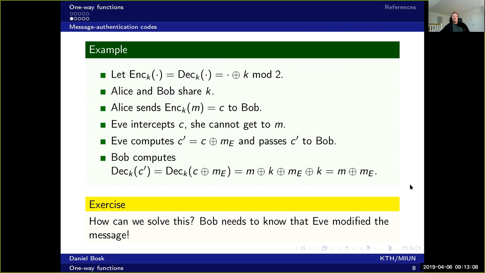So take a few moments and think about how we can solve this problem, because Bob needs to know that Eve modified this message. So think about that for a few minutes. It's not an easy problem to solve, but think a bit about it before we continue.